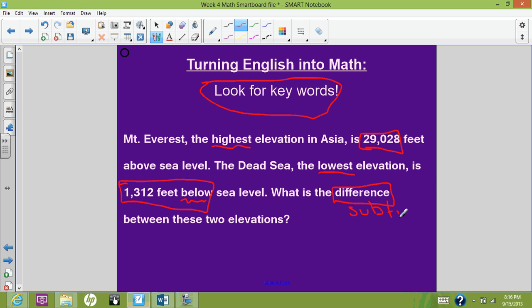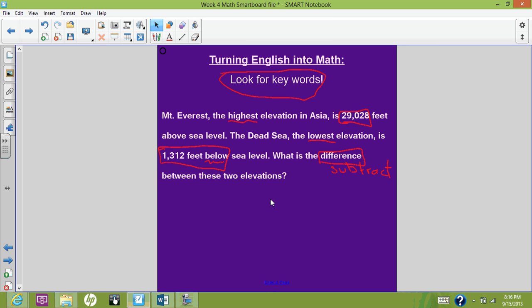And if you don't know that, I've got a little activity that I think we're going to do in class to see what kind of words you know, like product and quotient and difference and all those words that are important when you're dealing with word problems. But for now, let's just deal with this specific word problem and worry about that later on. So we have our important words circled. We know that 29,028 is an important word.